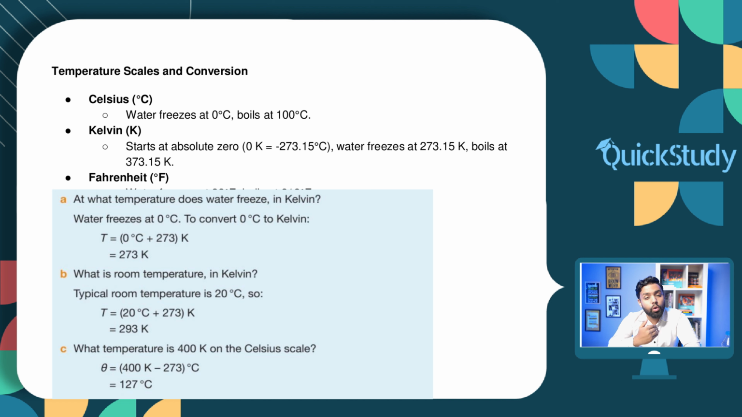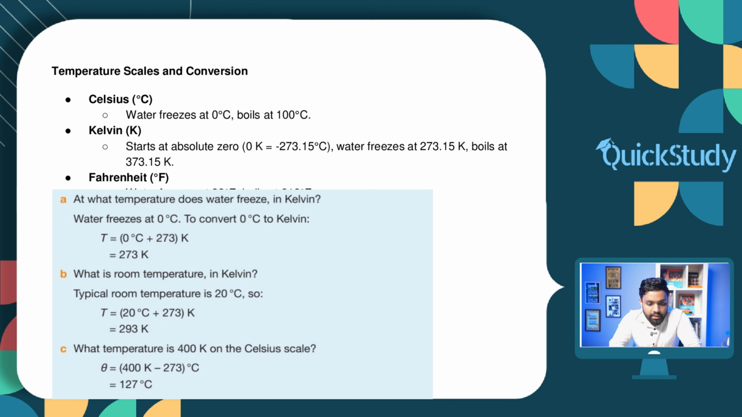Water freezes at 273.15 Kelvin and boils at 373.15 Kelvin. And there's another one called Fahrenheit, which is water freezes at 32 Fahrenheit and boils at 212 Fahrenheit. So these are the basic conversions in between them. Let's look at some examples we can do to understand better how to convert temperatures between different temperature scales.